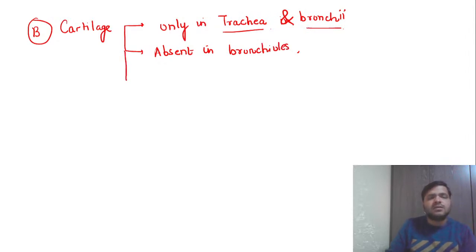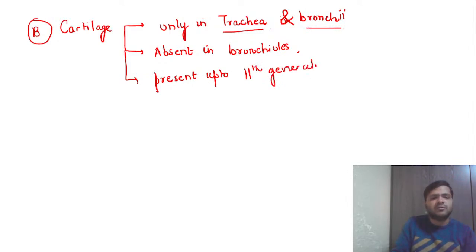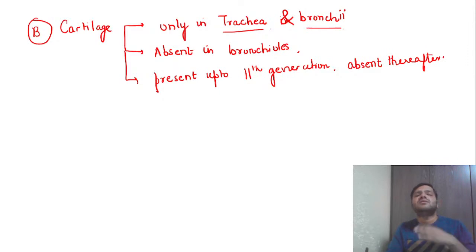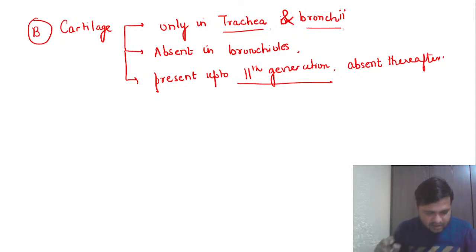It is present up to the 11th generation, and it is absent thereafter. After the 11th generation till the 23rd generation, it is absent. So it is only present from generation 0 to 11. Yes, Anushka, it is hyaline cartilage. I've already discussed that in the class as well.